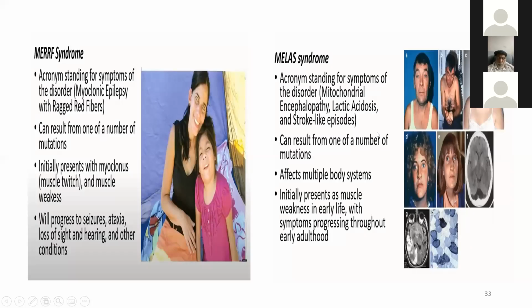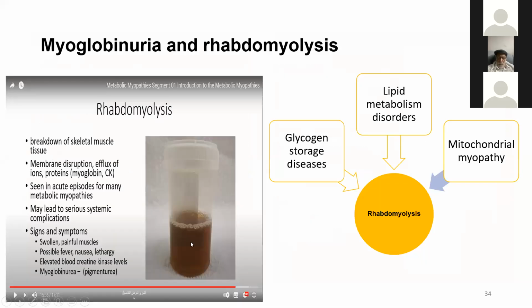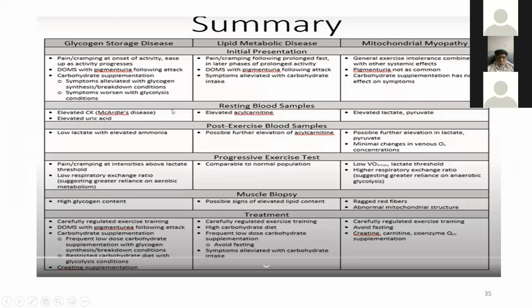This is the end of all myopathies, rhabdomyolysis: breakdown of skeletal muscle tissue, membrane disruption, efflux of ions, proteins, hemoglobin, CK, seen in acute episodes of many metabolic myopathies, may lead to systemic complications. This is the summary of the differentiation between glycogen storage disease, lipid storage disease and mitochondrial myopathies. I think this is the most simplified one.